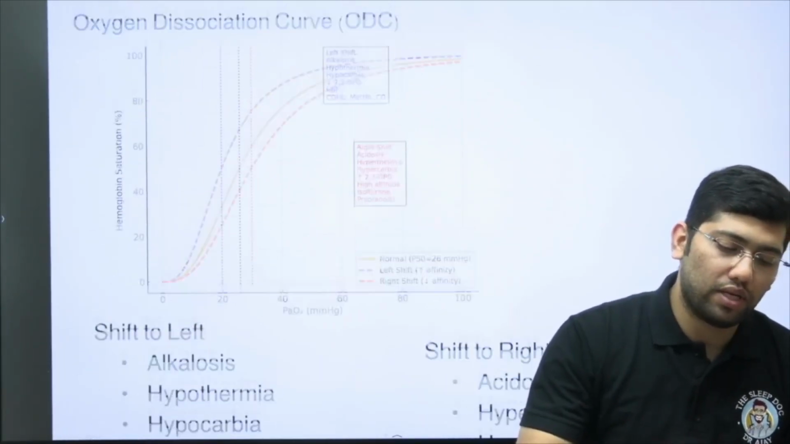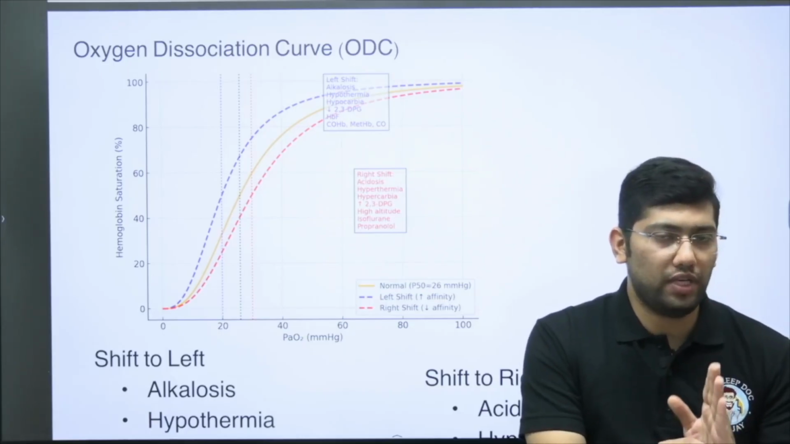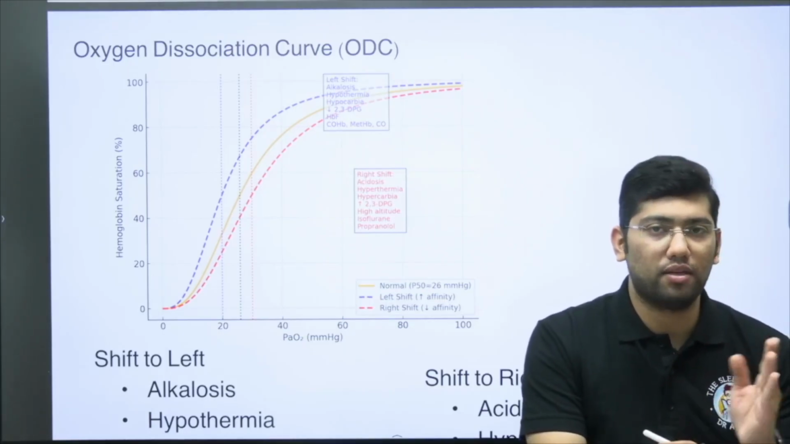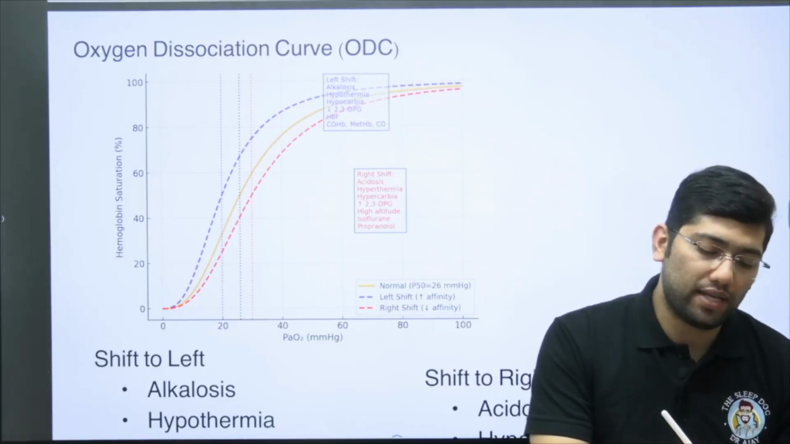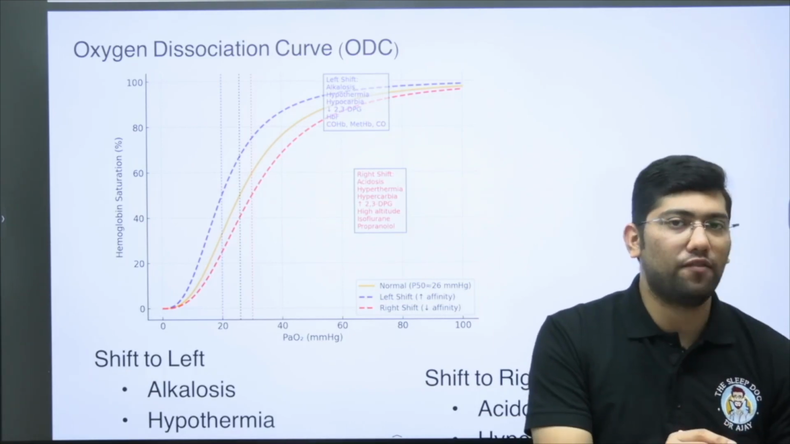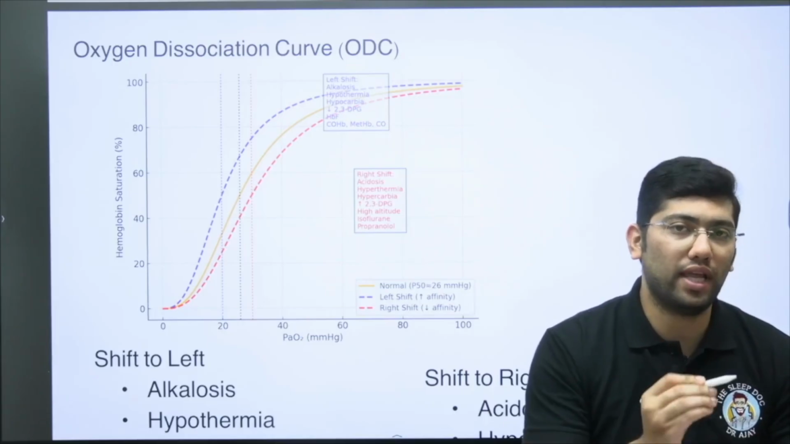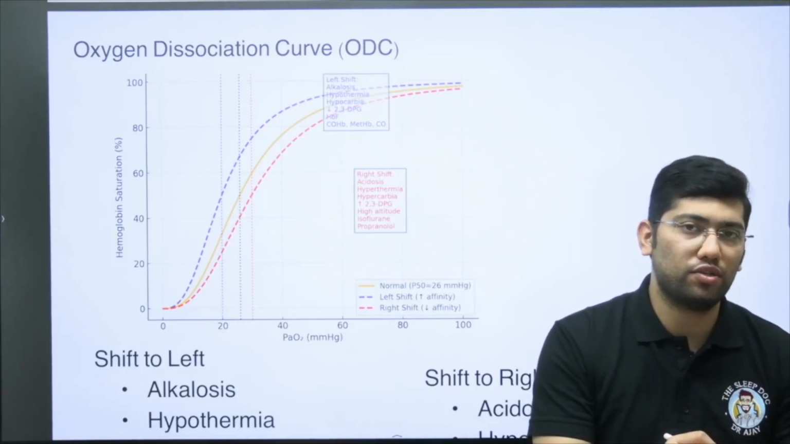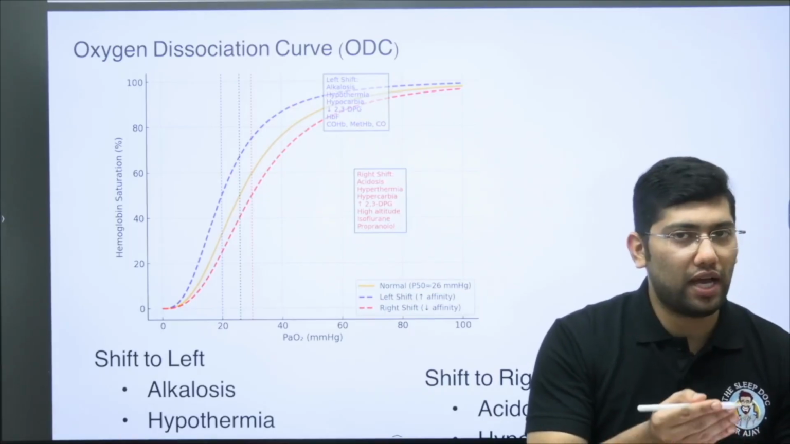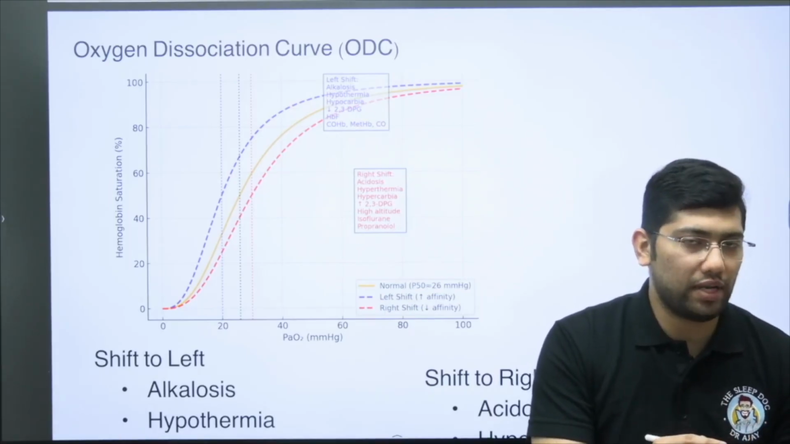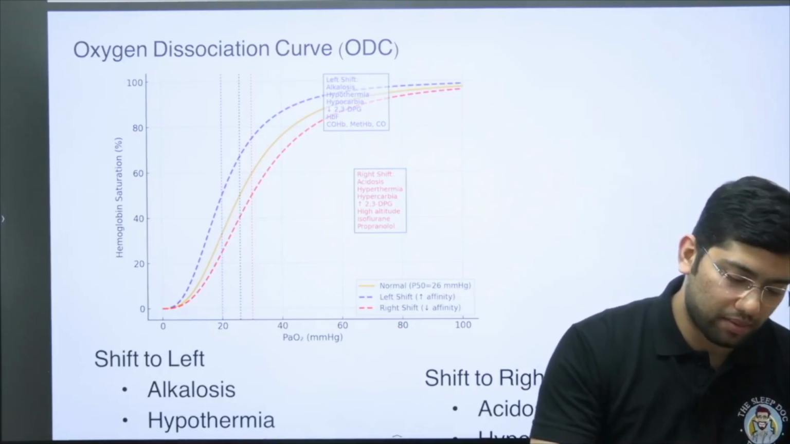Now, let's go to the next thing. Why did we learn about this P50? This P50 is the main important factor for the successive slides. Why is P50 relevant? When the P50 moves to the right, that is, when the P50 value is more than 26, we say the oxygen dissociation curve has shifted to the right. Or when the P50 value has shifted to the left, that is, when the value falls below 26.